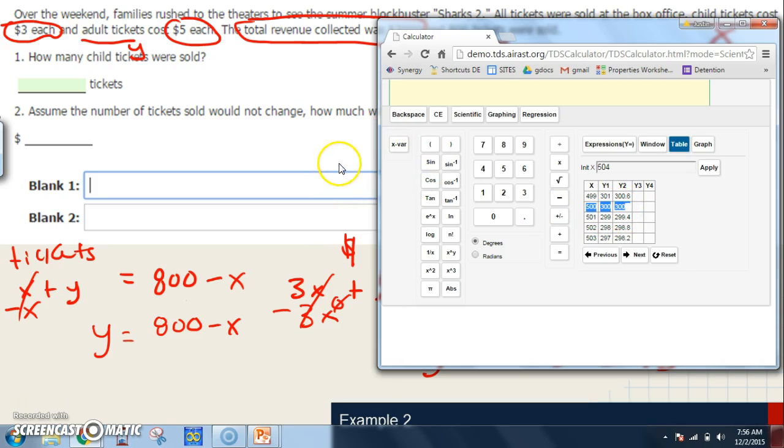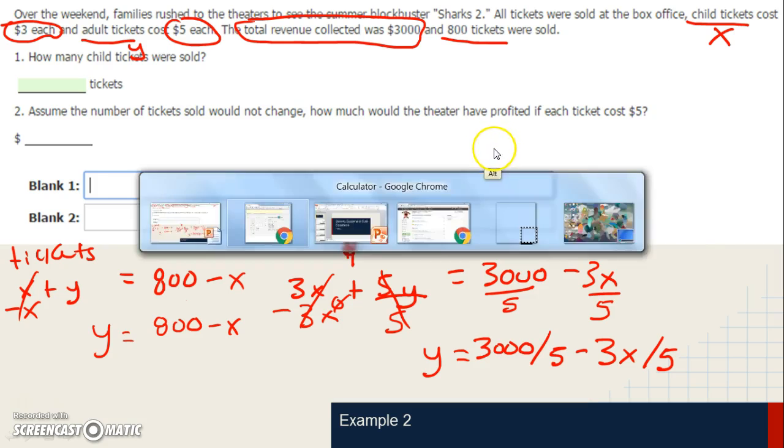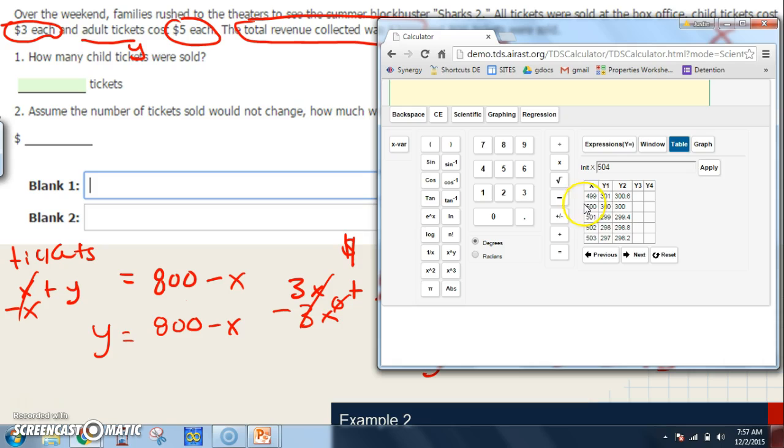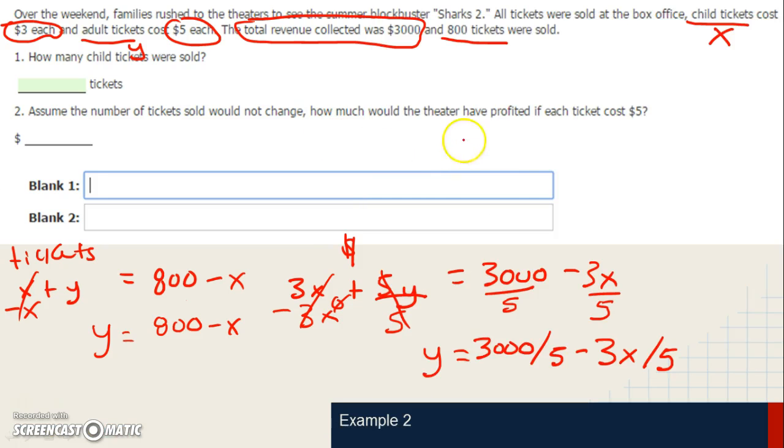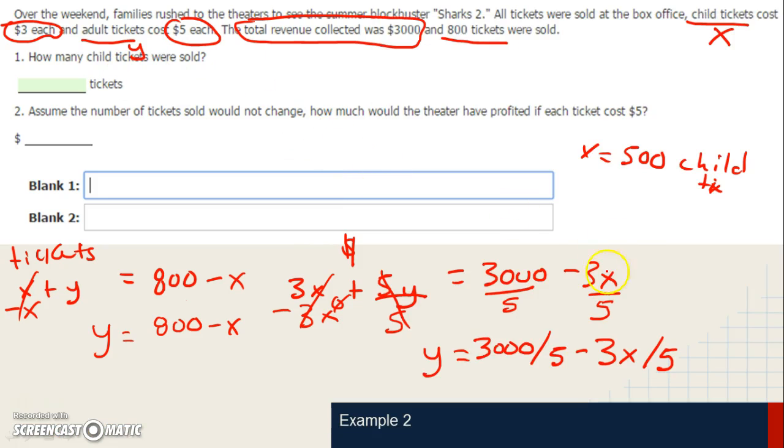So now we can refer back to how we identified the variables at the beginning. We identified x as child tickets, so let's go back to our table. X was 500 right here. So we can say that there were 500 child tickets. And y was, let's go back to the table just to look, y was 300. So we can say that our adult tickets were 300. What is the question asking us for? It's not asking us for adults, it's asking us for child tickets. So we can go ahead and type in 500 here.